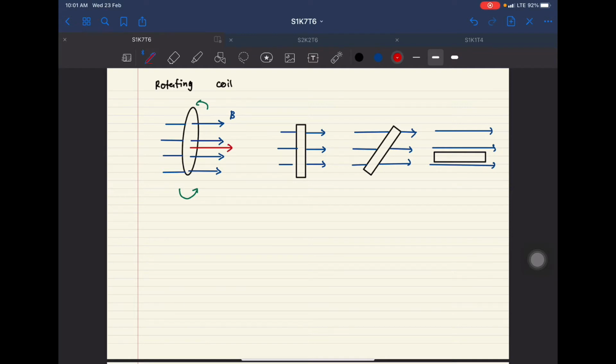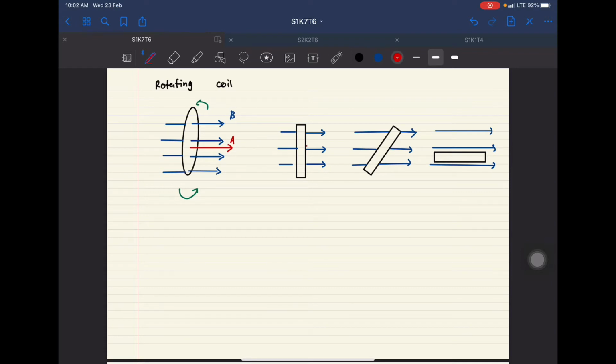So once it starts to rotate, the angle changes. And obviously the values of flux change as well, because theta is changing. Another example is over here. Maybe this side of view is much easier for you to see.